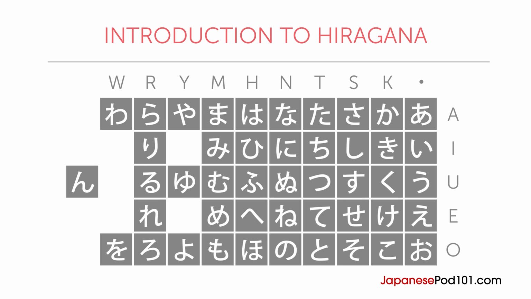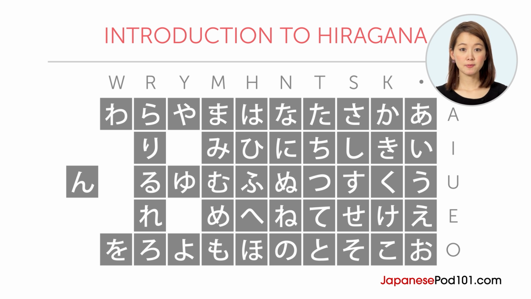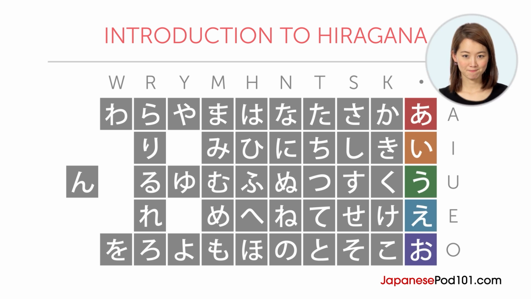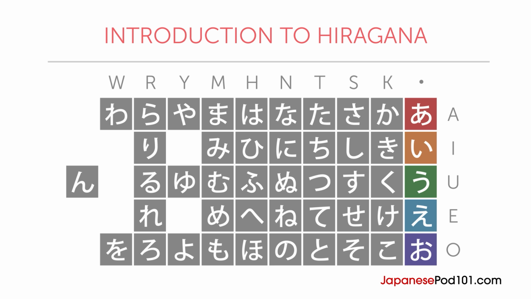There are 46 hiragana characters and they are commonly arranged in this order. Take note that when Japanese is written vertically, you read it from right to left. So we'll be starting with this column. These 5 characters are the 5 vowel sounds in Japanese. The rest of the characters are made up of a consonant sound and one of these vowel sounds, except for the n character. Okay, are you ready to learn your first hiragana?